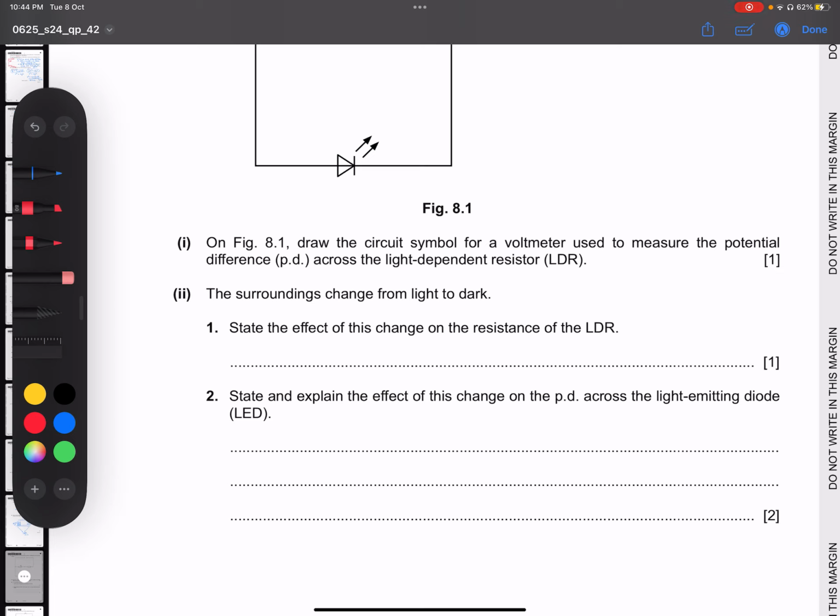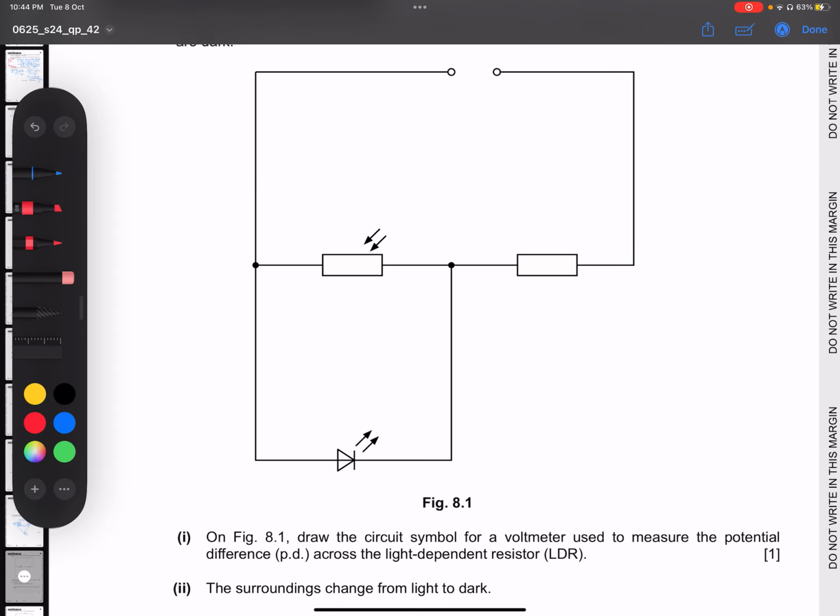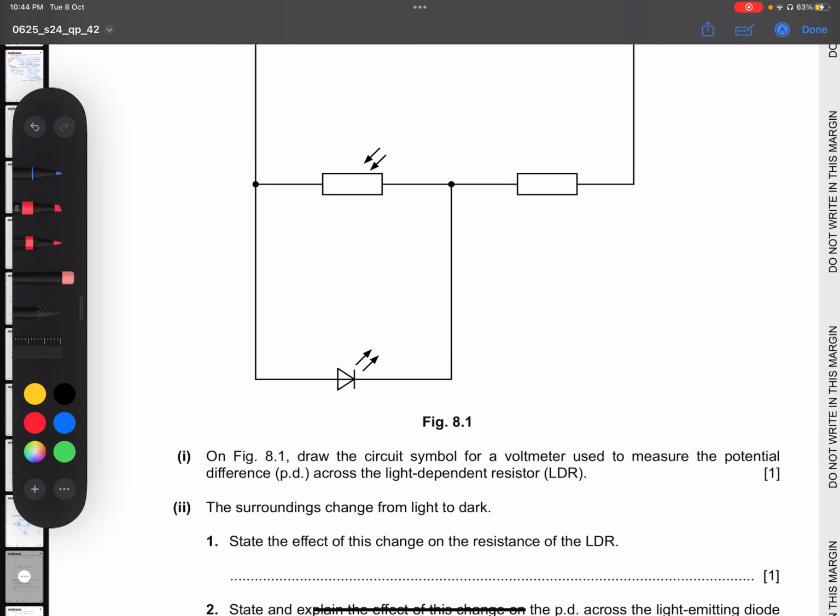On figure 8.1, draw the circuit symbol for a voltmeter used to measure the potential difference across the light-dependent resistor. Voltmeters are always connected in parallel, and the light-dependent resistor, the LDR, is this one. So we can just connect a voltmeter here, which would actively measure the voltage across the LDR.